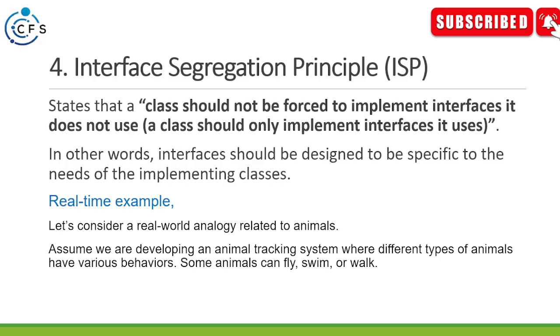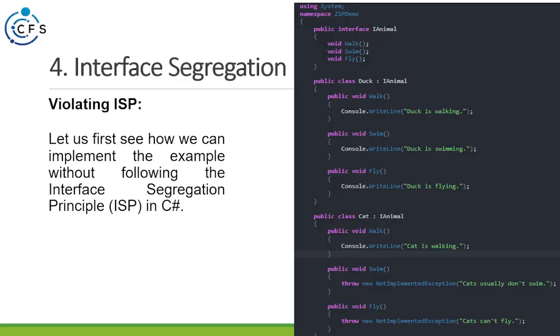Now for a real-time example, let's assume we are developing an animal tracking system with different types of animals having various behaviors. Some animals can fly, swim and walk. So if I go and see the implementation without ISP, I have created an interface with walk, swim and fly. This is my interface.